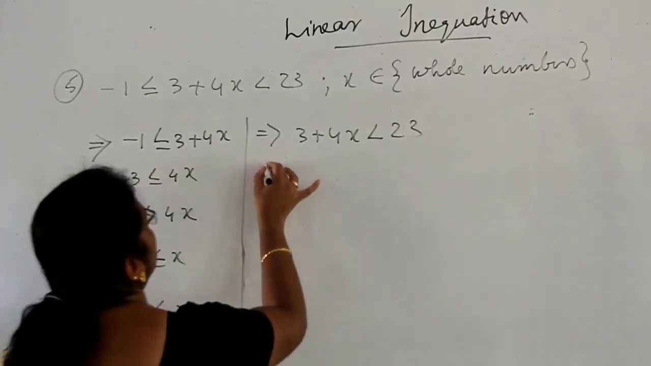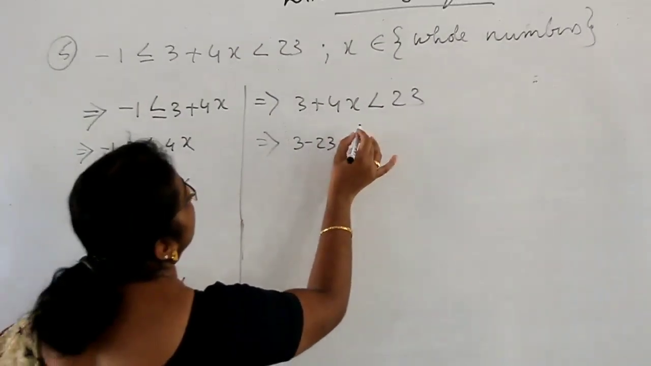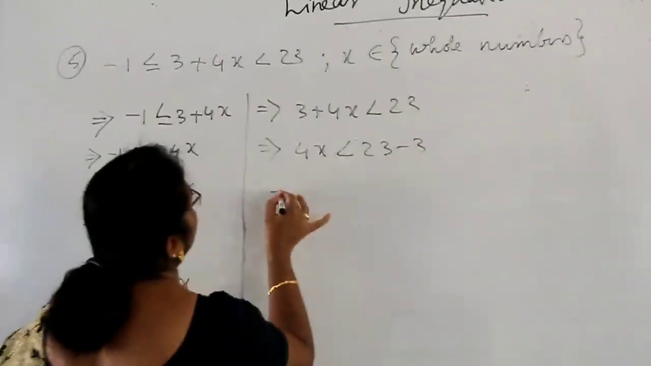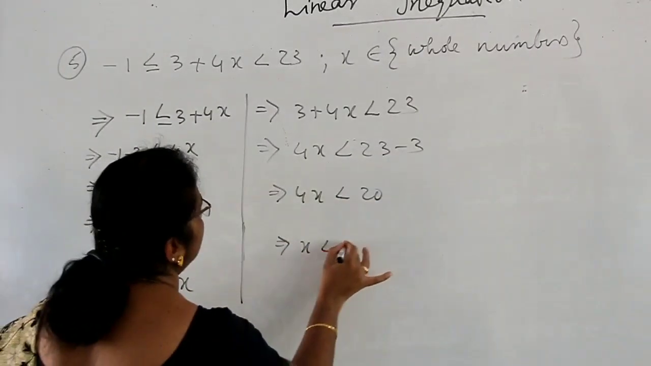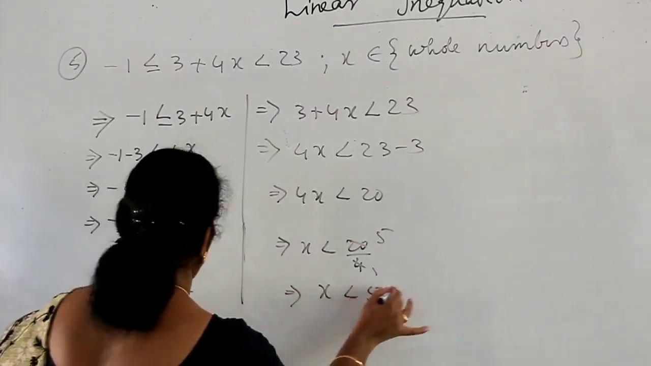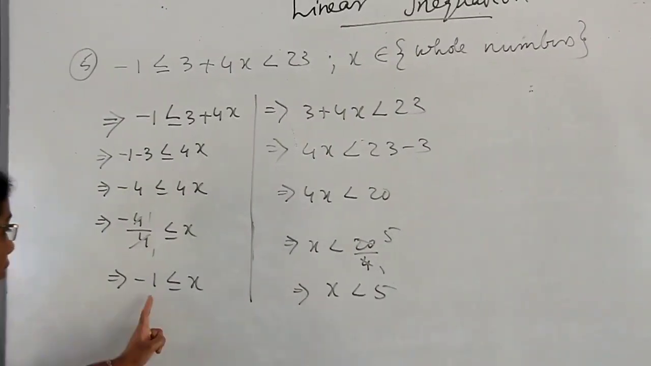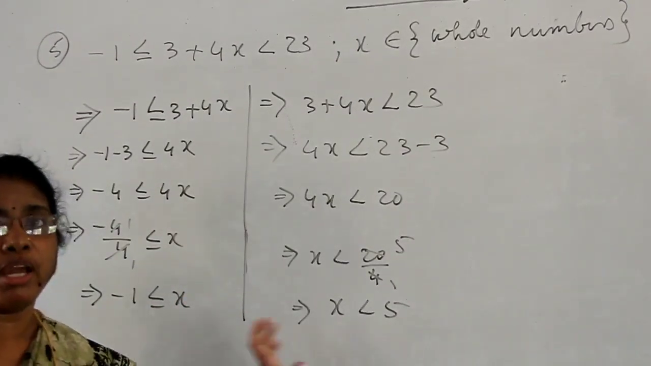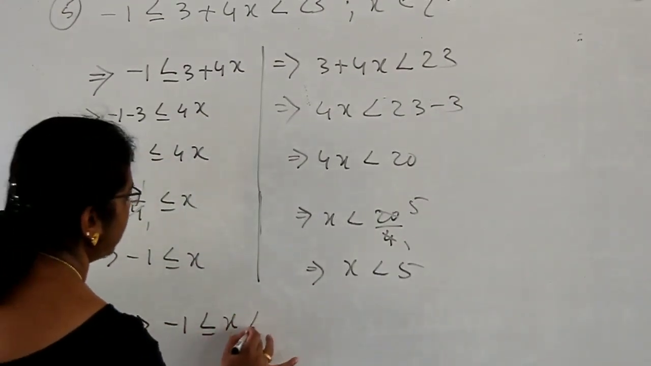And next solve this inequation. Here 23 minus 3, 4x less than 23 minus 3, then 4x less than 20, which implies x less than 20 by 4, that is x less than 5. Next, combine both these inequations. Here we have got minus 1 less than or equal to x, and here x less than 5. Combining both, we can write minus 1 less than or equal to x less than 5.